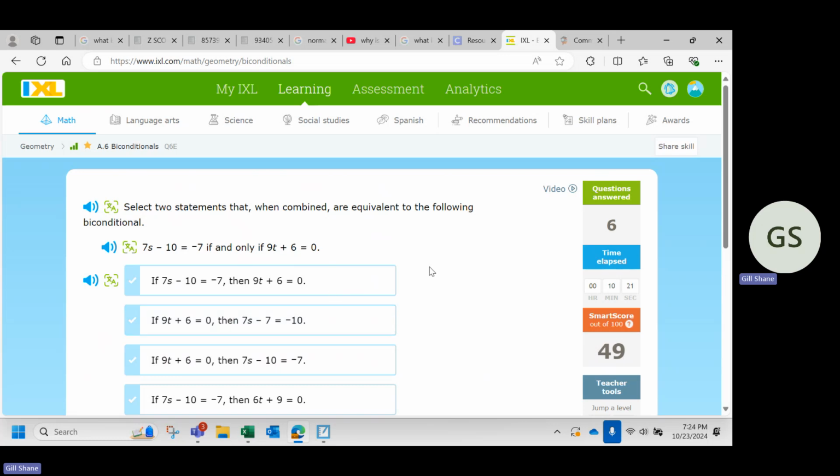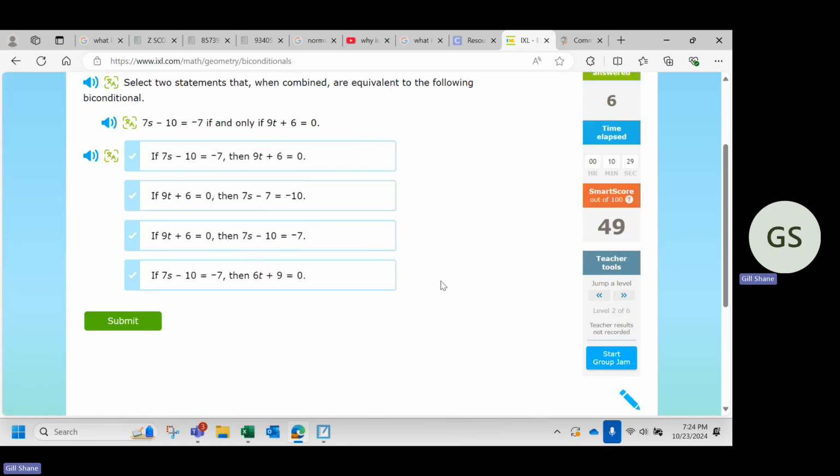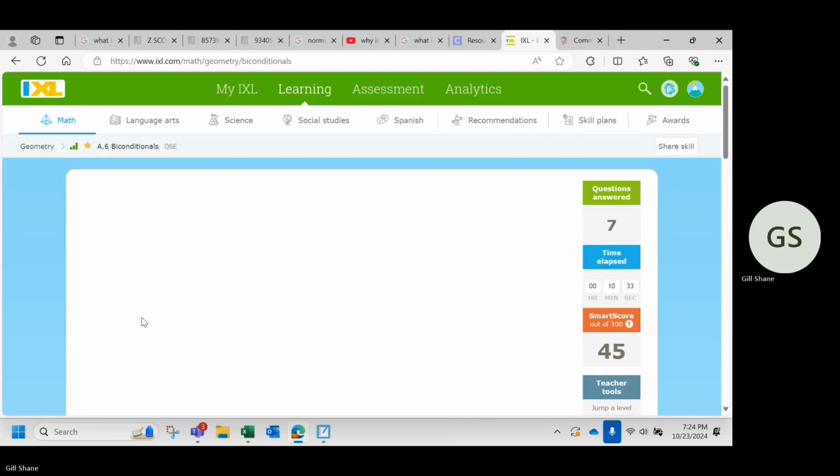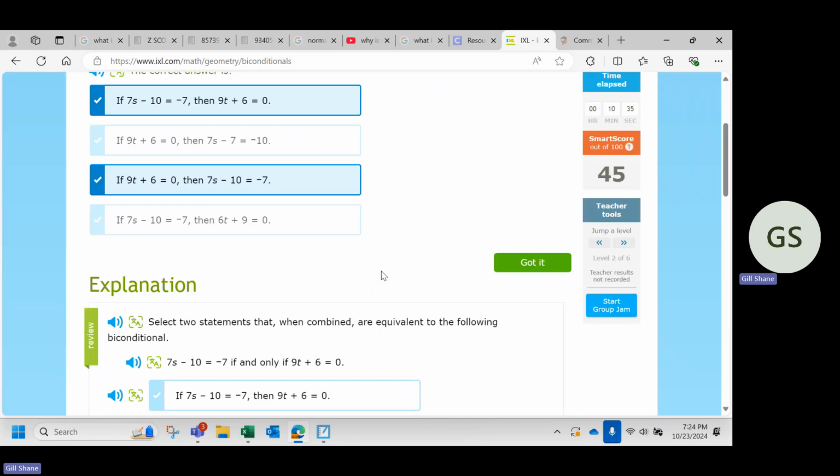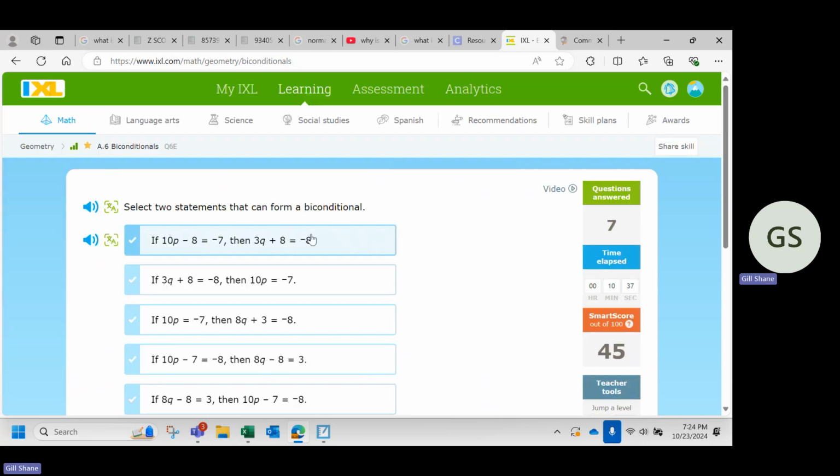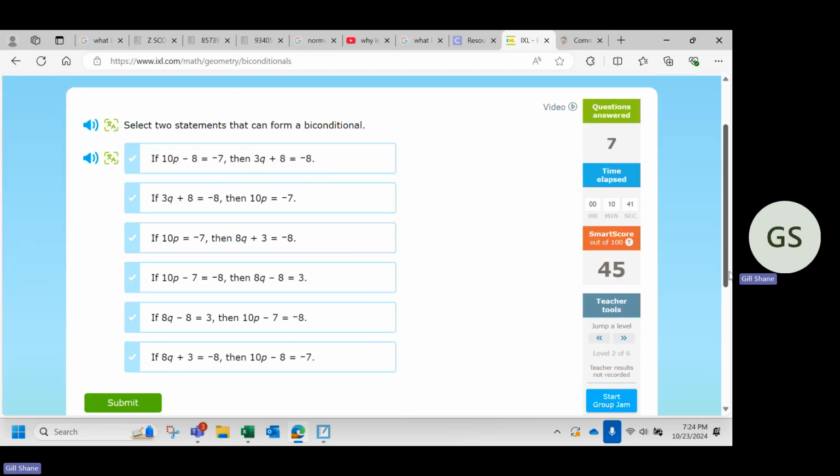Okay, I'm going to do another one. Select the two statements that, when combined, are equivalent to the following. This is not like the one where I'm just going to guess because I don't want to do that one. Fine. This is what they're going to be like. Again, when you're practicing, you're looking for 6 statements that have check mark boxes.